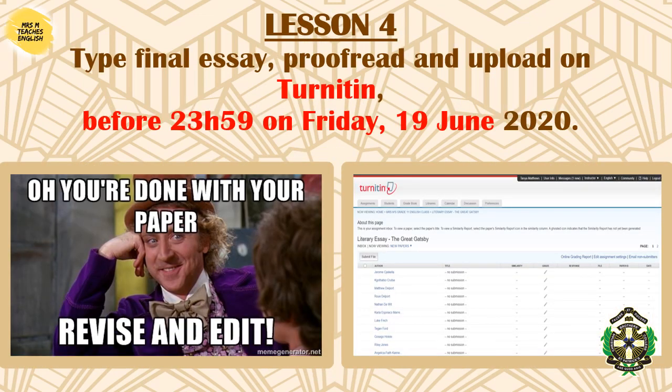In your final lesson, type the essay. Proofread it carefully. I do expect you to use the spell check, and then submit it on Turnitin before the deadline. There will be no extensions given, so please budget your time properly. This essay forms a huge chunk of your Term 2 literature mark. There's no reason that you can't do very well.